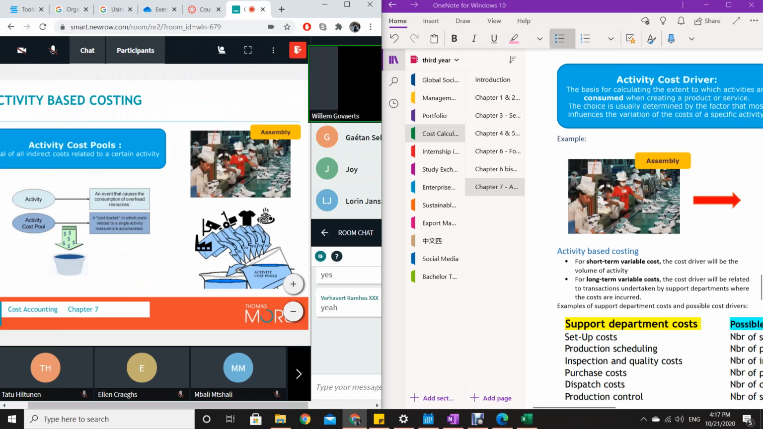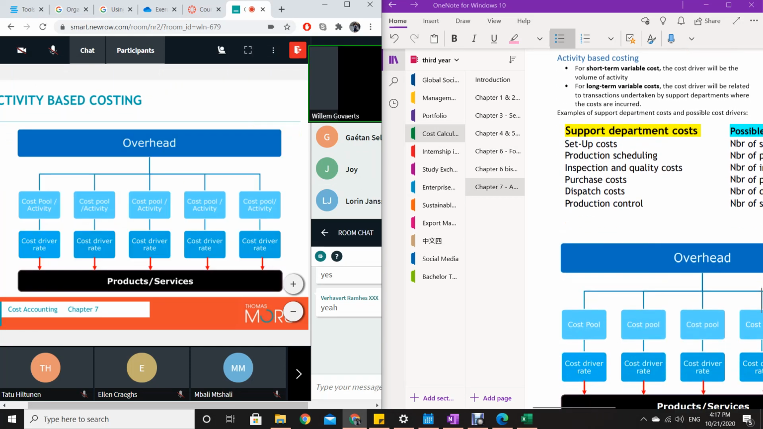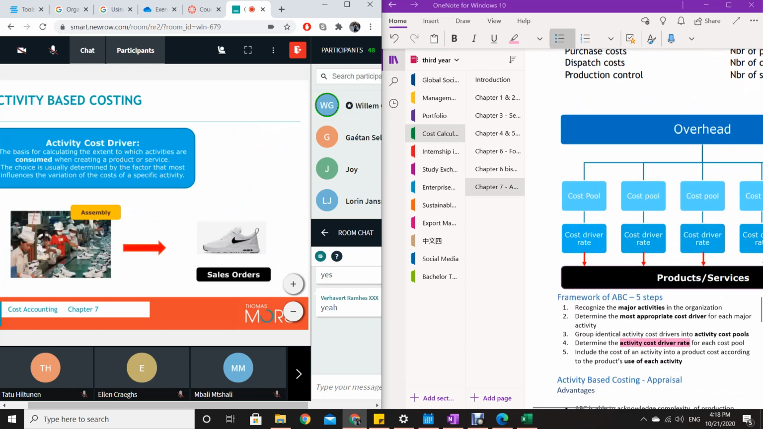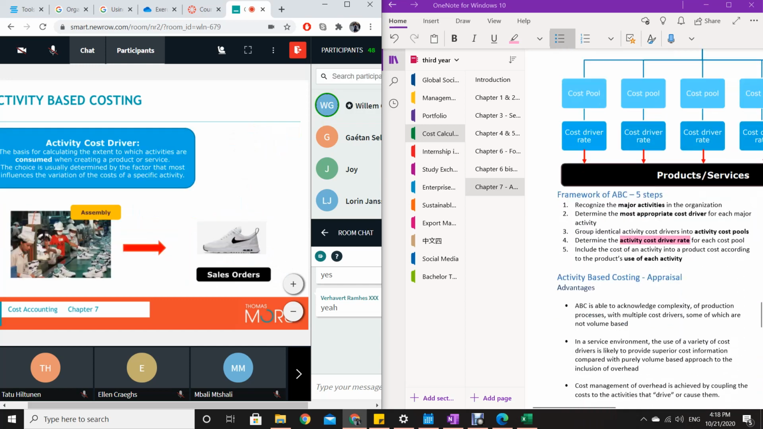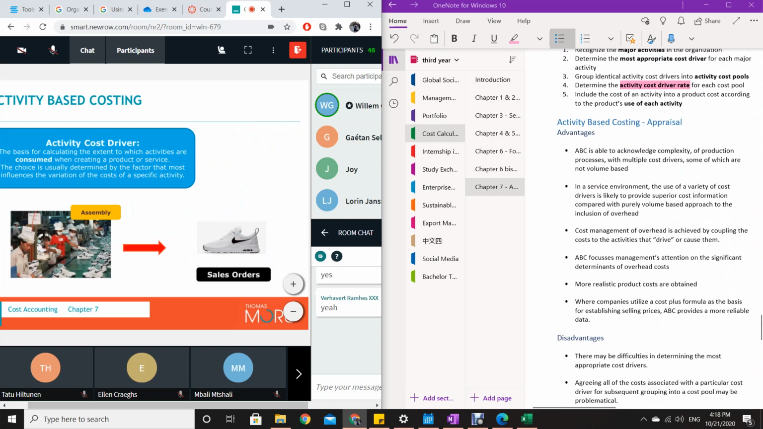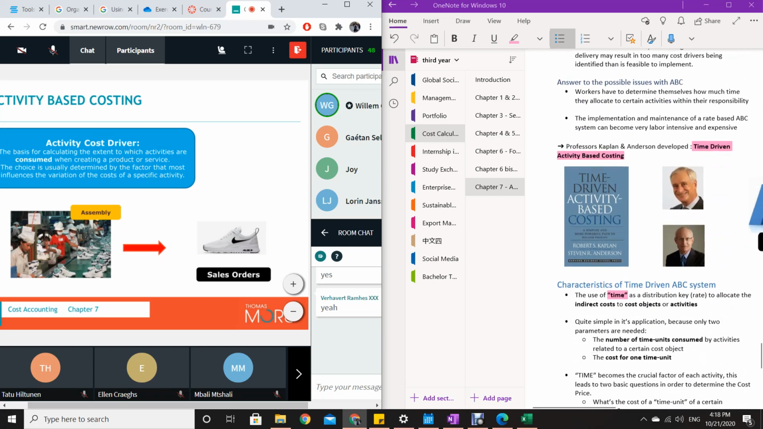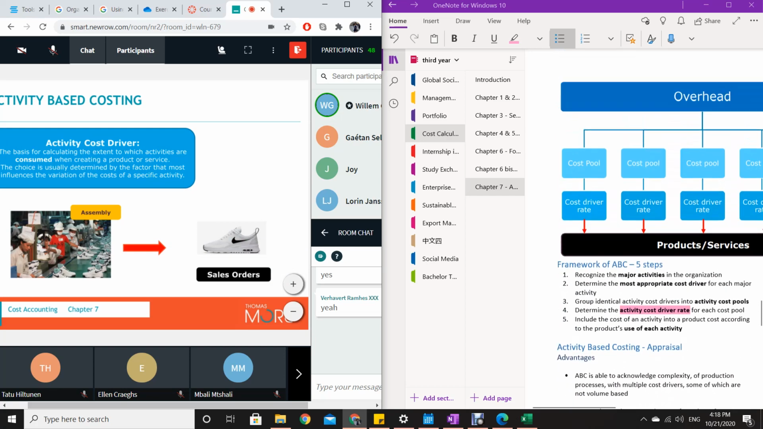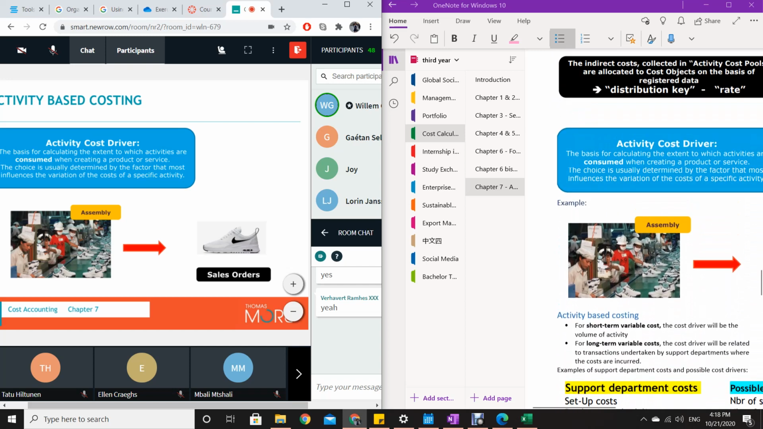Imagine the assembly line. This is a good explanation. So we're going to see, to make a shoe, in which way the assembly line cost should be incurred in the shoe price. This is a cost driver, and the assembly is a cost pool.